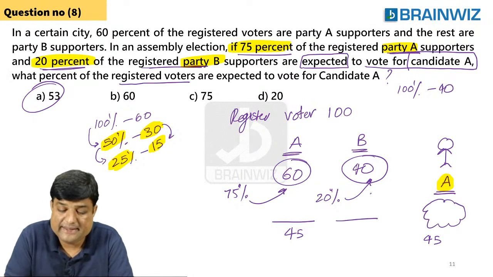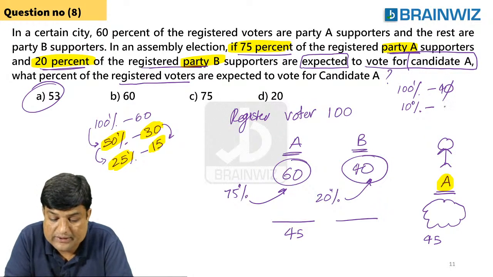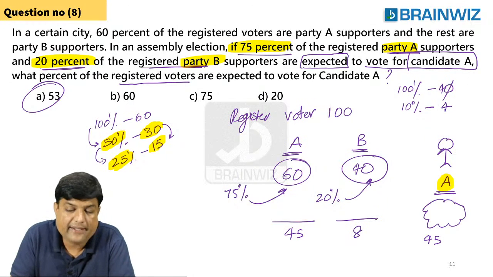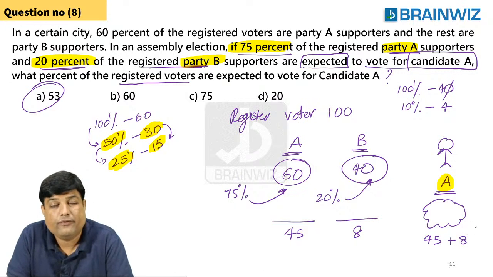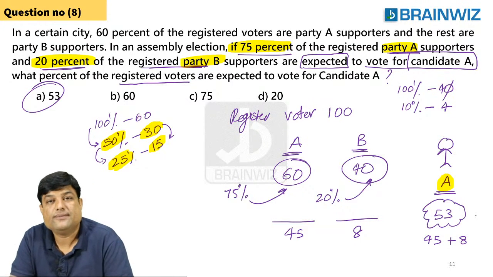So students, simply say, what is 10%? 10% is nothing but just remove 1 0, guys. When you remove 1 0, it will be 4. So 10% is 4, 20% is 8. Simple. So 8 people are going to vote for him from party B. So overall, how many votes he got? He got 53 votes. Are you understanding?